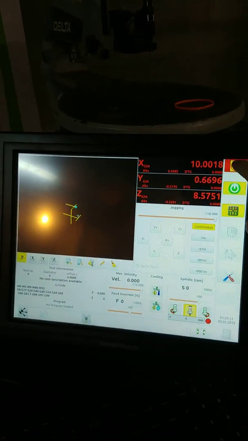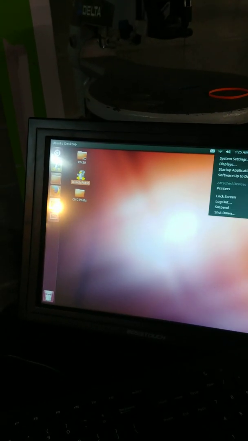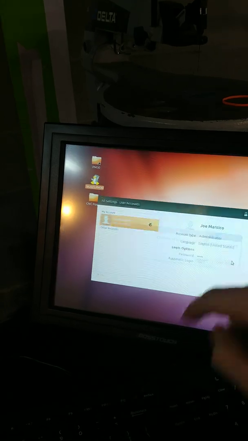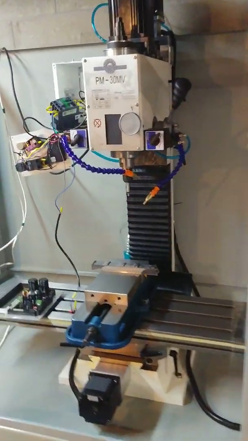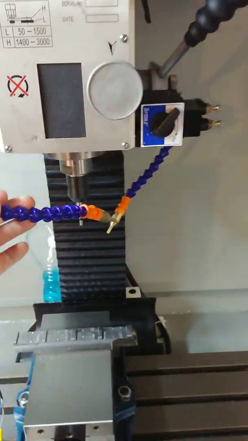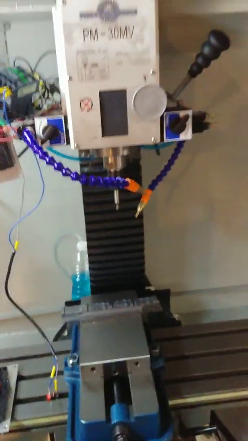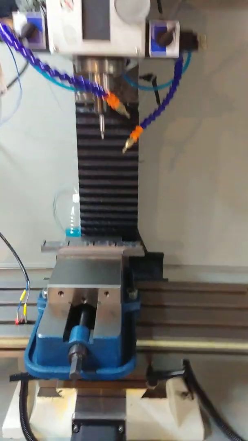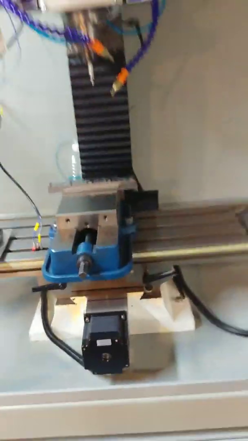I'm going to power the computer down now so I can eventually get into the computer and show you some stuff. So, my mist coolant is these two nozzles here. Sorry for the bad angle.